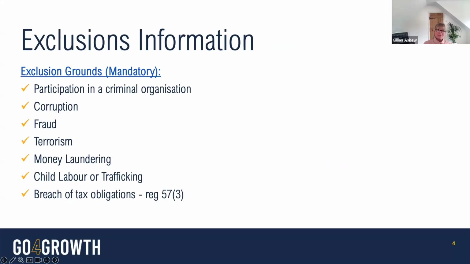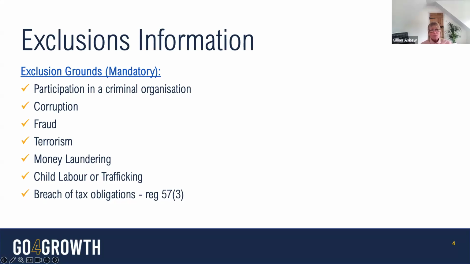So there are 2 types of exclusion. We normally cover it under the standard selection questionnaire anyway. But there are 2 types of exclusion. My understanding is that these haven't changed. So the exclusions, both mandatory and discretionary, are the same exclusions. So that's my understanding. But we are always getting updates, so hopefully that is the case.